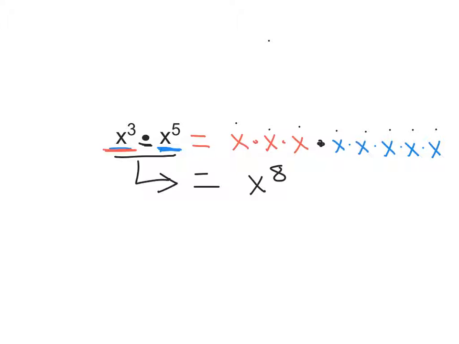Now, you could do that on every problem today, but notice it would be kind of time-consuming and cumbersome. What most of you probably noticed is that to get this answer, all I have to do is take these two exponents and add them together. Since x is my base, I keep x, and then I add the two exponents. 3 plus 5 is 8. That rule is going to be a lot more helpful and a lot quicker than writing out all the exponents and then combining them into one.